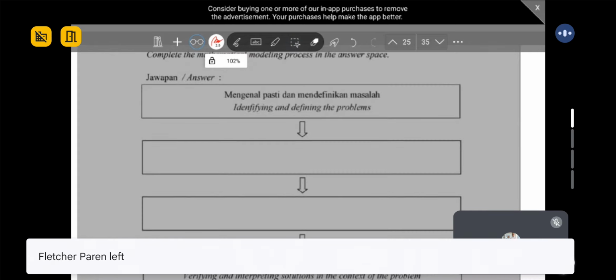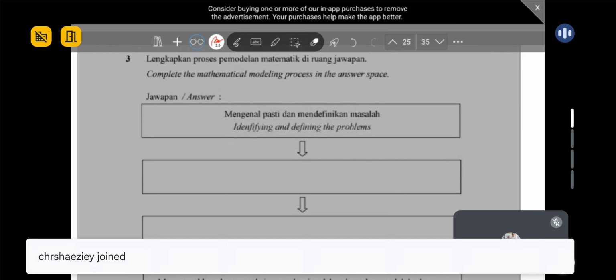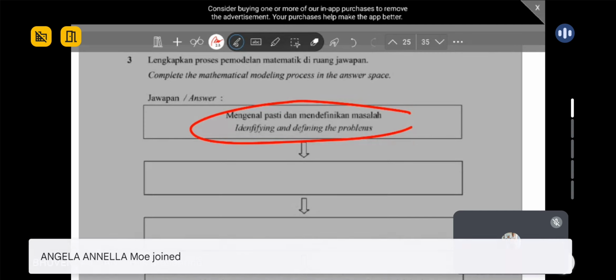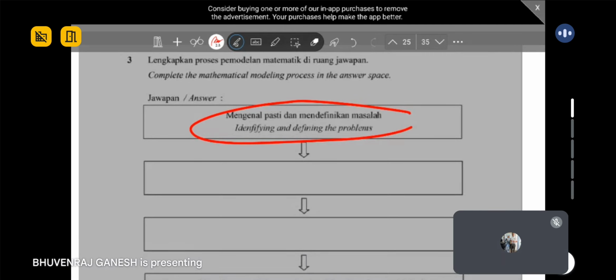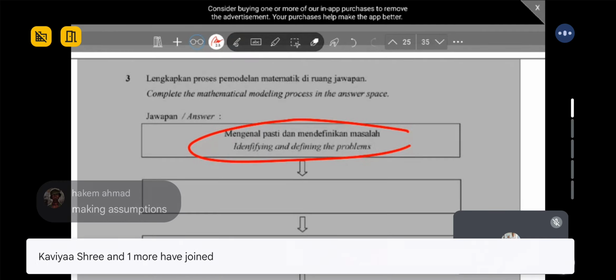So first question, guys, they ask you to complete the mathematical modeling process. So can anyone tell me? Okay, so they give you the first step. Mereka dah bagi langkah pertama pemodelan matematik. So second step, can anyone tell me? If you still remember, kalau masih ingat, cuba bagi tahu saya langkah kedua proses pemodelan matematik. Second step. This one objective likes to ask, guys. Objektif suka tanya yang ni. So you must know. Even though this is subjective, you must know the answer.